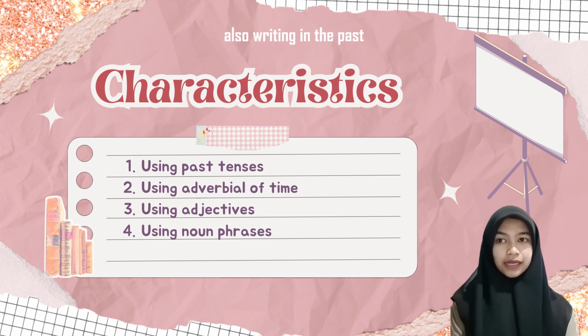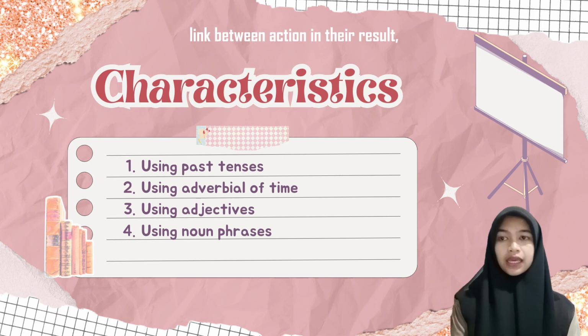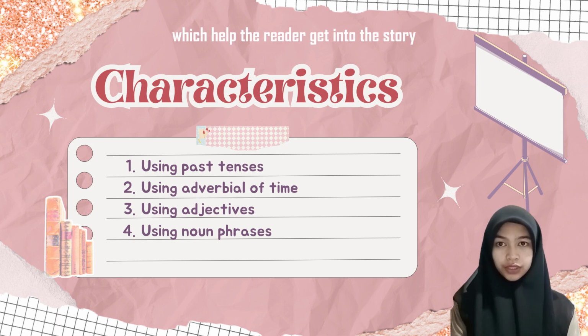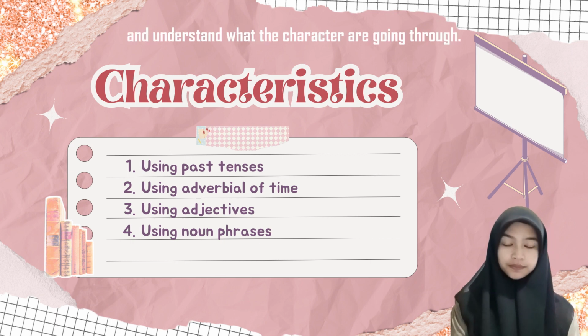Also, writing in the past tense gives context and shows a clear link between actions and their results, which helps the reader get into the story and understand what the characters are going through.